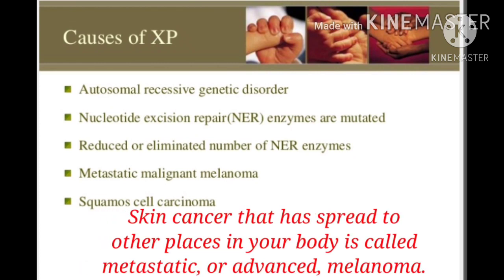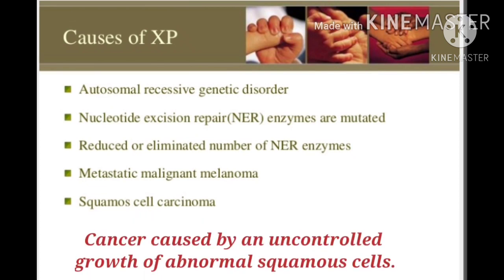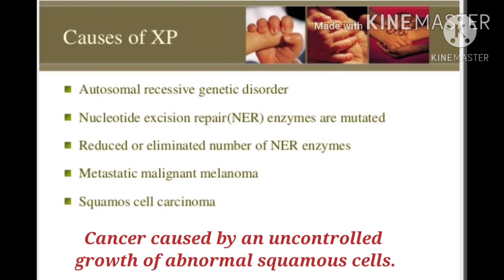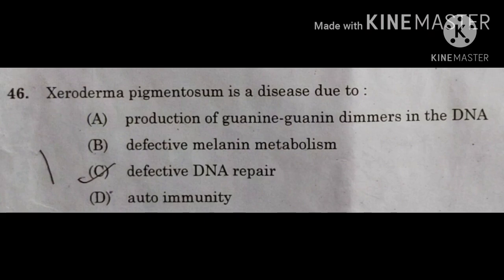What is metastatic malignant melanoma? Skin cancer that has spread to other places in your body. It is also called advanced melanoma. What is squamous cell carcinoma? It is a cancer caused by an uncontrolled growth of abnormal squamous cells. I hope now you know the correct answer for this question. Xeroderma pigmentosum is due to defective DNA repair. So the correct answer is option C, defective DNA repair.